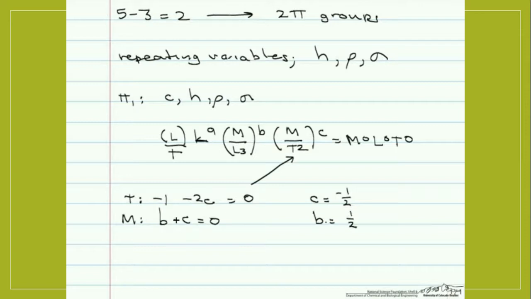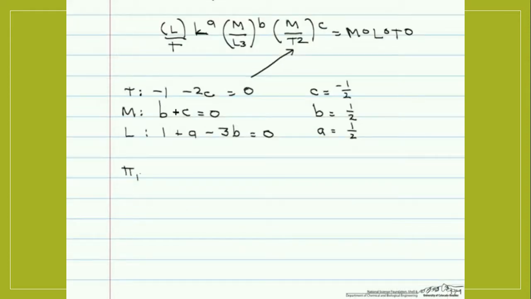There's a one from the first term, plus A from the second term, minus 3B from the third term, nothing in the C term, and this has to be equal to zero. Since B is one half, when we solve for A, that ends up being one half. And so our pi one is going to equal our first term, C.